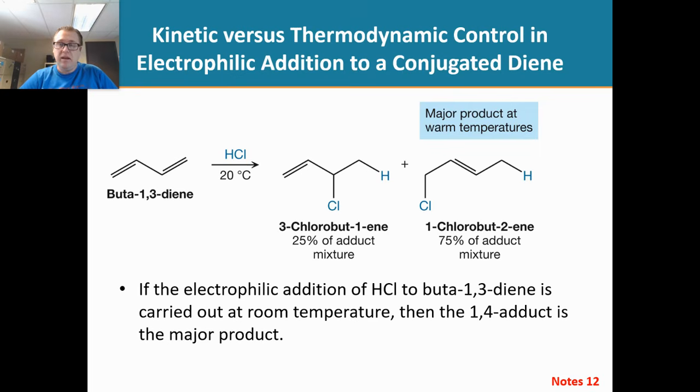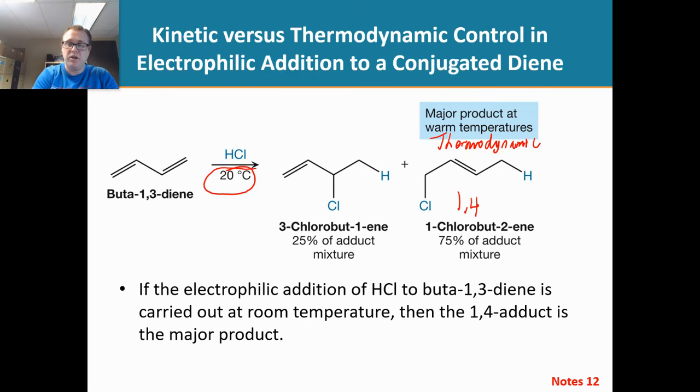And there is. The way to select one over the other is the use of temperature. So if you do this reaction at room temperature or elevated temperatures, your major product is going to be the 1,4 product. And this 1,4 product is also called the thermodynamic product. Now, why is it the thermodynamic product? Why do we call that?